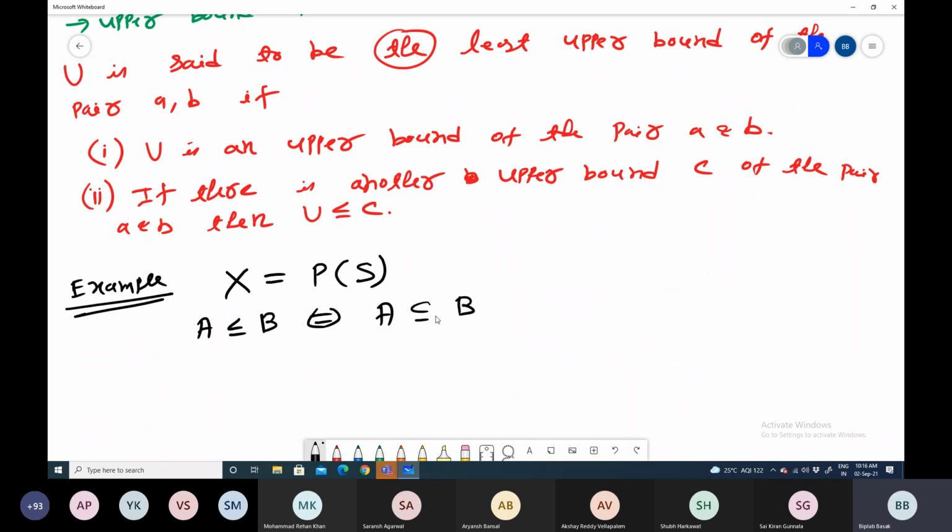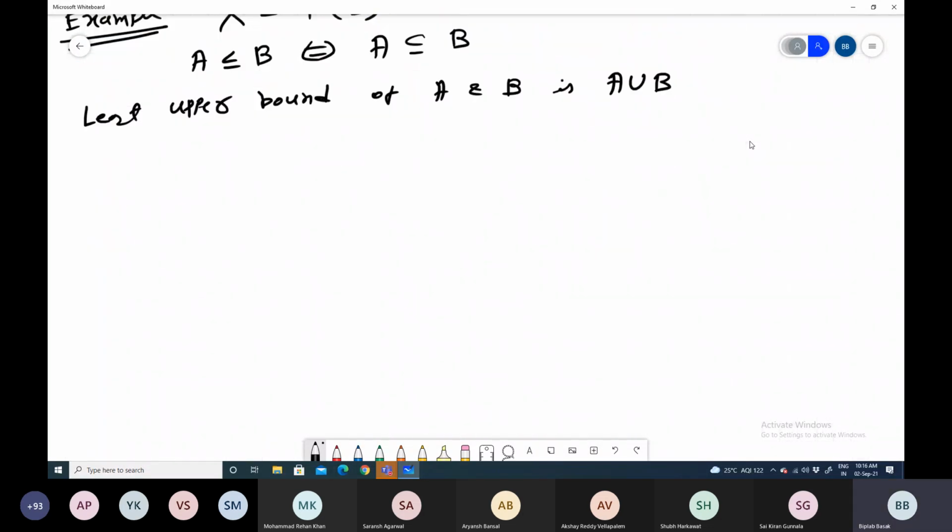Now, can you tell me what is the least upper bound of the pair A and B? Can you tell me what is that? A union B. Right. It is just A union B, because A union B is an upper bound of A and B both, and this is the least one. So you cannot have any upper bound which lies between A and A union B. Now in a similar notion, you can define the lower bound as well.